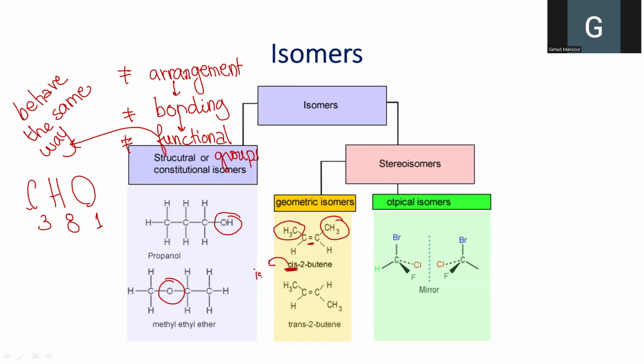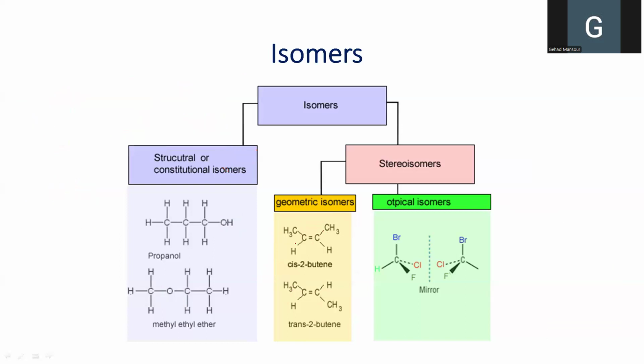We can say that it is the cis isomer, whereas in trans-2-butene, the two methyl groups are not on the same side. They are on different sides of the double bond. That's why it is called a trans isomer. So these are the geometric isomers.